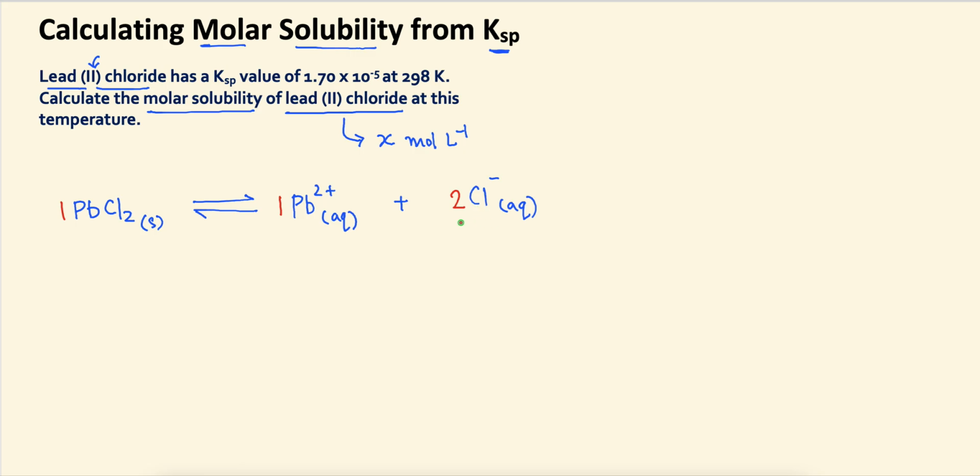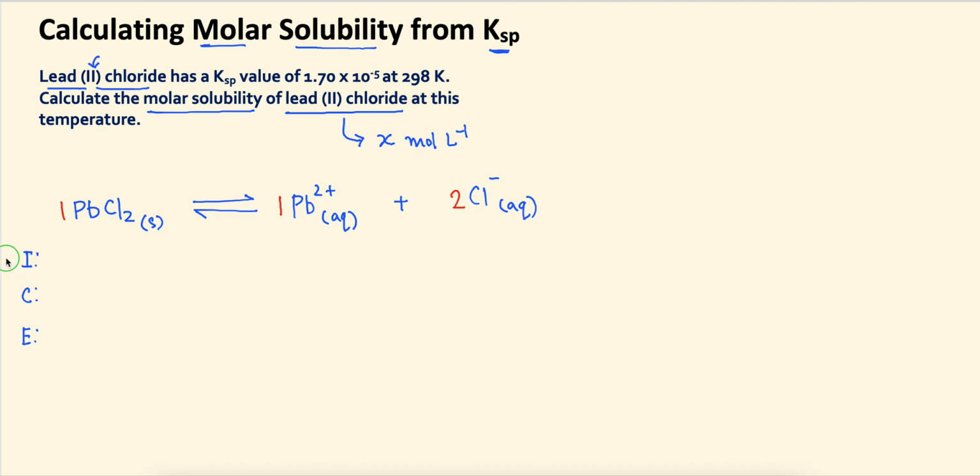So two ions of Cl negative, which also tells us that if we are dissolving x moles of PbCl2 in water, they are going to produce x moles of Pb2 positive ions and 2x moles of Cl negative ions. Okay, let us try to use this information to write the ICE table. I'm going to write the ICE table underneath this chemical equation. So initial concentration represented with I, the change with C, and the equilibrium concentration with E, right?